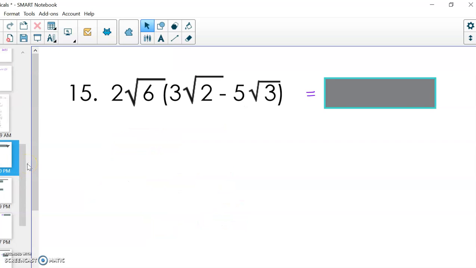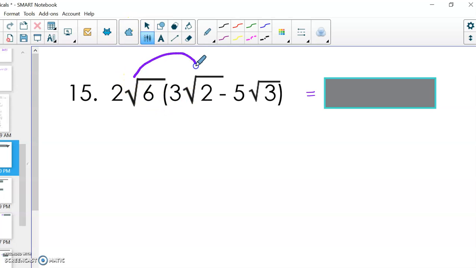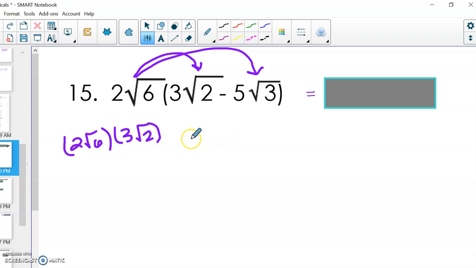All right, now we're going to distribute a radical. So we've got a radical expression in here, and I'm distributing a radical into these parentheses. Okay, so think about the distributive property. This is 2 on the square root of 6 times 3 on the square root of 2 minus 2 on the square root of 6 times 5 on the square root of 3.